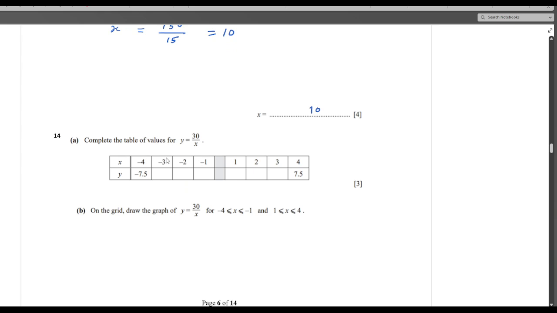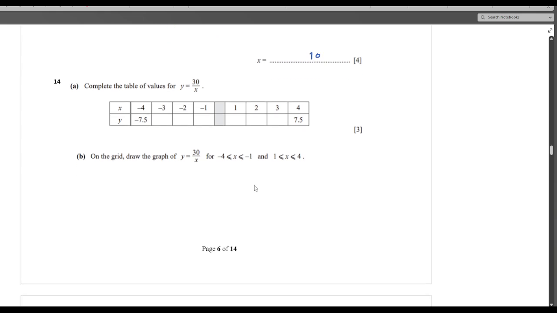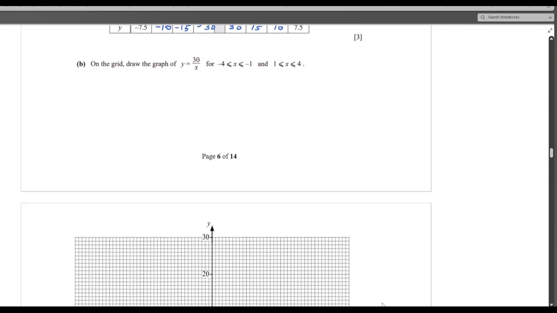Now complete the table of values. y is equal to 30 divided by x. So if I substitute x as -3, my result will be -10. For -2 the result will be -15. For -1 the result is -30. For 1 the result is 30 divided by 1, which is 30. Then for 2 it is 15. For 3 it is 10. So this is your result.